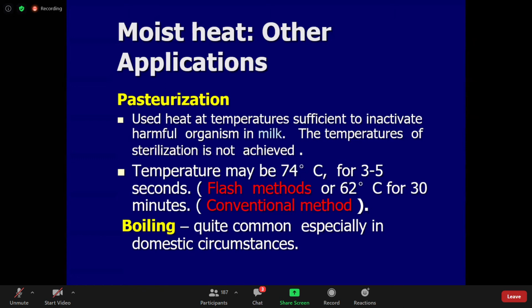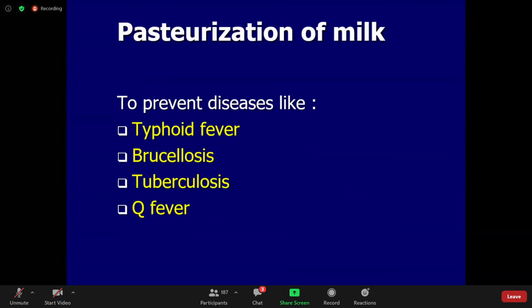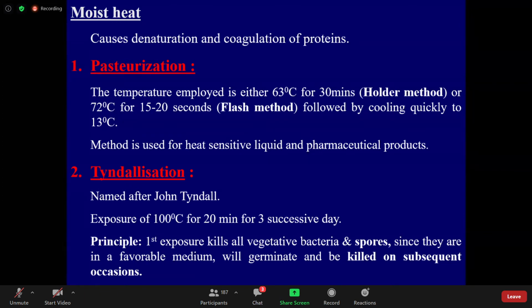Some companies may use sterilized milk. With sterilized milk, you can keep it for longer, a week or more, because you get rid of everything. But the problem with sterilized milk is that you lose the nutritional value. So companies with sterilized milk add vitamins, calcium, and other substances to replace the nutritional value of the milk. But from the economic point of view, sterilized milk can be kept for a longer time. Pasteurized milk can only be kept for a short time because it still has bacteria. Pasteurization gets rid of the typhoid, brucella, tuberculosis, and Q fever organisms.